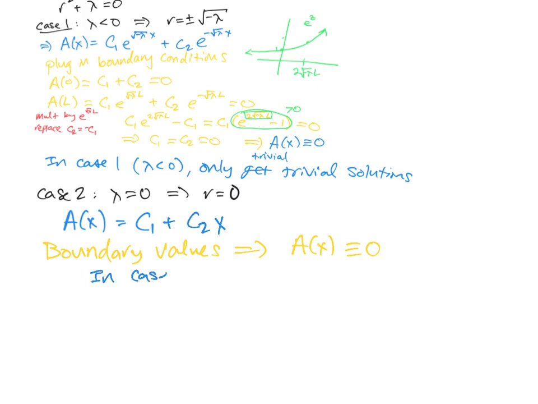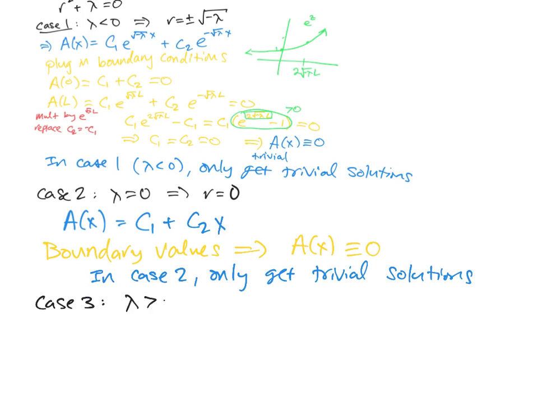In case 2, we only get trivial solutions. Okay, so we've been looking for the values of lambda that give us non-trivial solutions, and we haven't found any yet. So let's go on to case 3. Case 3, lambda is positive. That's our last case.